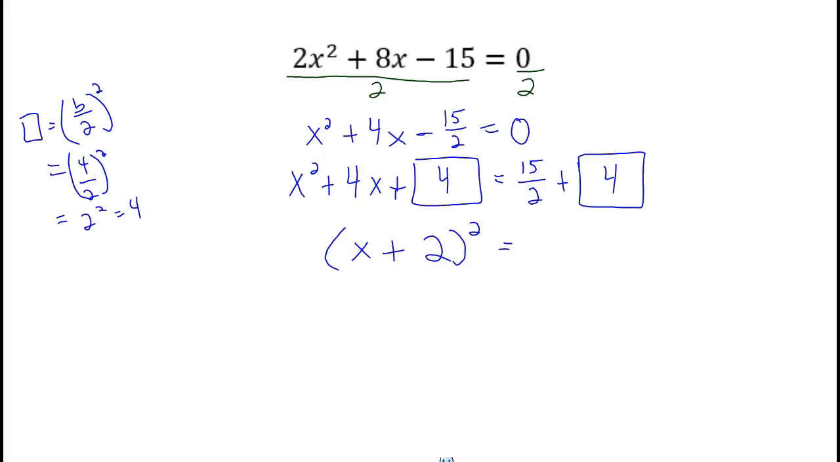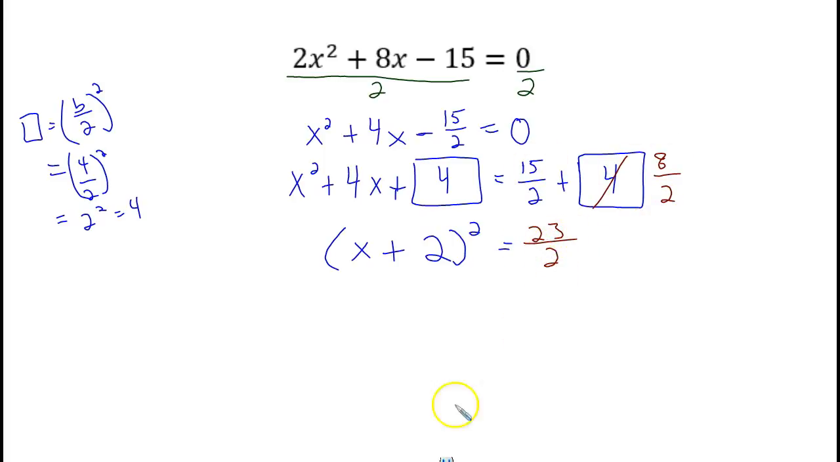On the right side, I've got a little bit of fraction work to think about. 4 is an integer, and 15 over 2 is a rational number. We want to turn 4 into a number like 15 over 2. So instead of 4, I'm going to use something over 2. Well, what would be over 2? It would be 8. So now we have 8 over 2 instead of 15 over 2. So 15 plus 8 is, let's see, 23. And 2 in the denominator when you're adding fractions is going to stay the same.